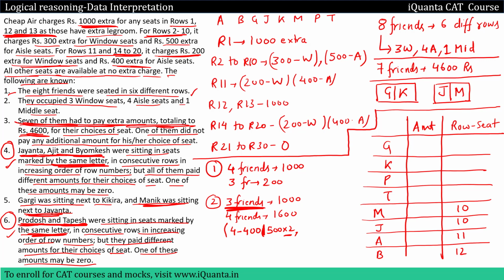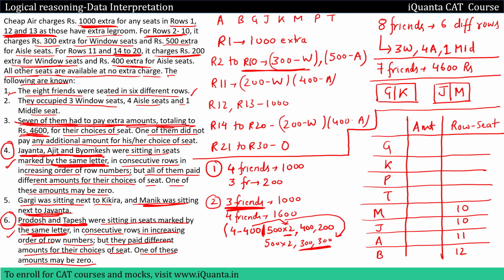2 more people are left. So 2 more friends will have to pay 600. That is possible only when one is paying 400, one is paying 200. We could have also taken 2 will pay 500 and 1 will pay 300, another will pay 300. But in this case of 300, he has to sit in one of the rows from 10 to 2. So these are the possible ways to make 600. 1, 2, 3 possible ways.